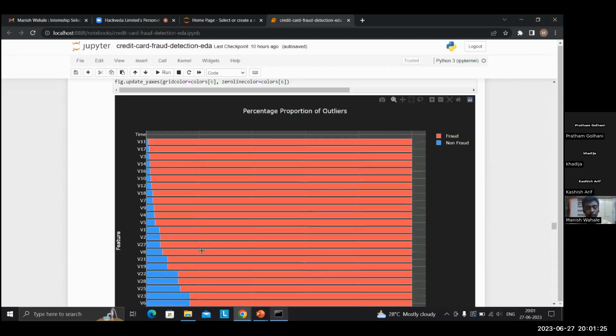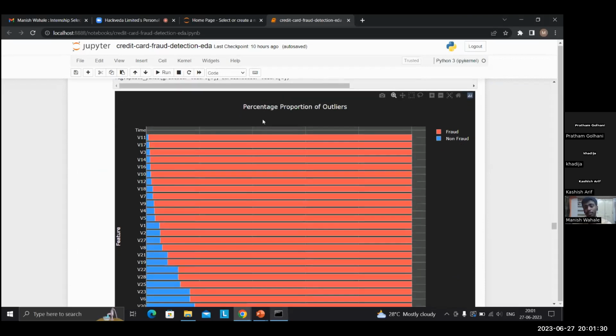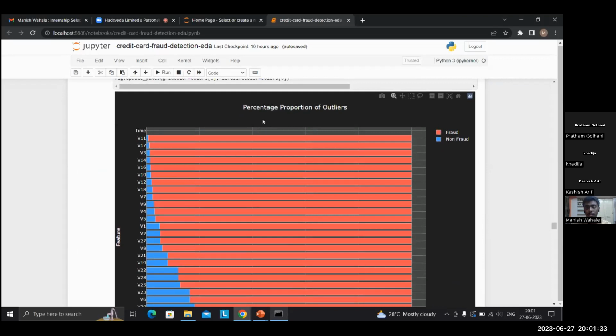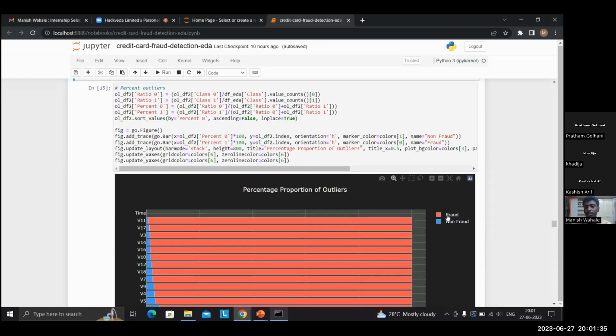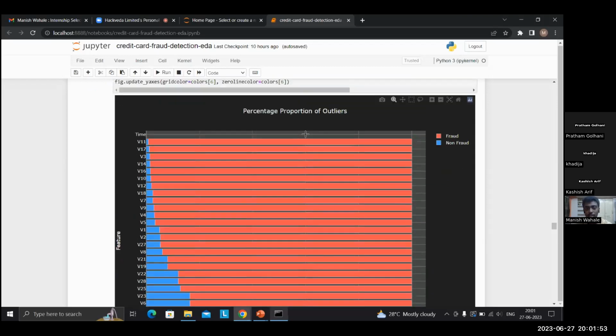So here, this is an interesting plot, the percentage proportion of outliers. For example, there are 492 fraudulent transactions. Out of that, the proportion of outliers present is calculated, and the same is done for non-fraudulent transactions. And their ratio is also taken. So here we can see that out of 109, 99% of the outliers are present in fraudulent transactions.